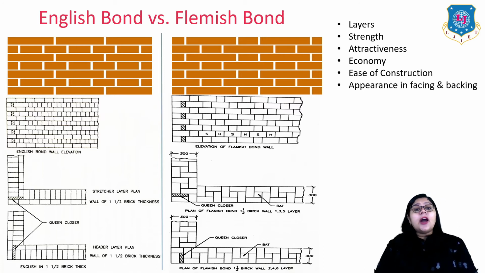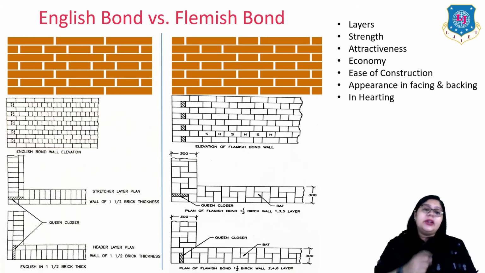As I said, the appearance in facing and backing is only possible in Flemish bond but not in the English bond. And when I talk about hearting, we have to use some queen closers in the English bond, but in the Flemish bond we have to use queen closers as well as bats whenever required. So this is the clear difference between the English and the Flemish bond, which is most important.